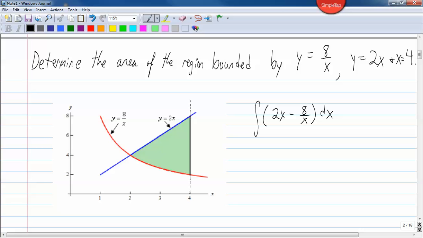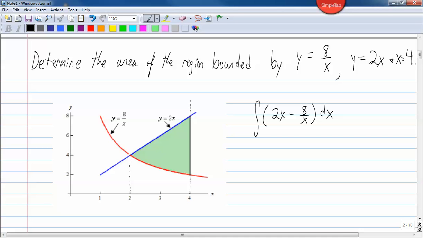Alright, now what are our boundaries? If we have these equations y equals something and we're using top minus bottom, then we need x values. We have this x value here, and we have to figure out what this x value is right here. Now from the graph you can tell what it is, but what if you did a really bad job at sketching those and you couldn't tell?